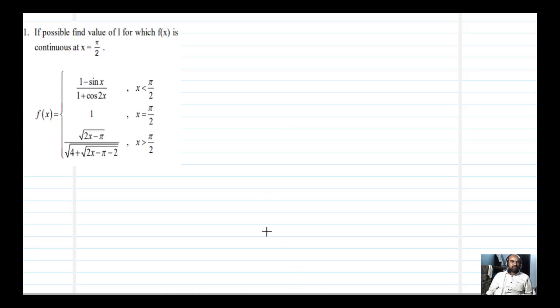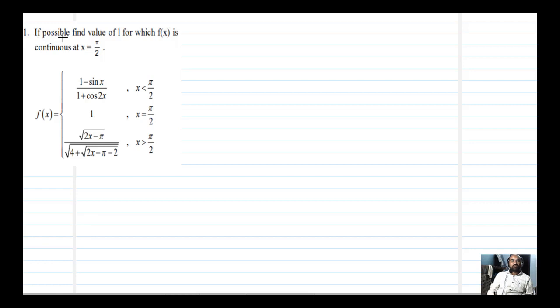Hello students, this is the 8th part of continuity of a function. So today also I am going to explain some problems based on continuity of a function at a particular point and particular intervals. So this is today's first problem.